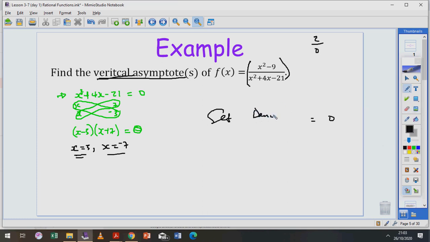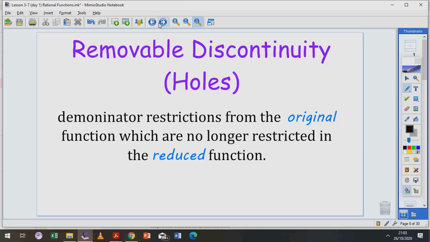So you set the denominator equal to 0 to find the vertical asymptotes. On graphs, there's also something called a removable discontinuity, or a hole. I'm just going to call them holes. A hole is a denominator restriction from the original function, which is no longer restricted in the reduced function.